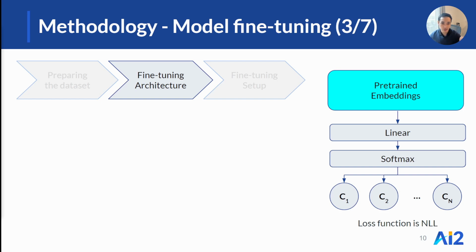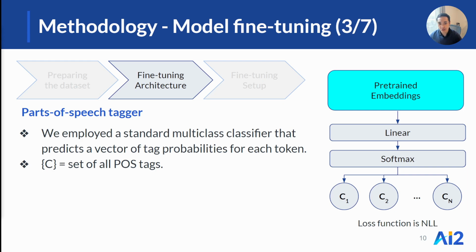So what do C1 to Cn represent? For the parts of speech tagger, the class labels are the set of all parts of speech tags for a given language. So it becomes a multi-class classifier that predicts a vector of tag probabilities for each token. And then if we want to predict the proper tag for a token, we just get the argmax.